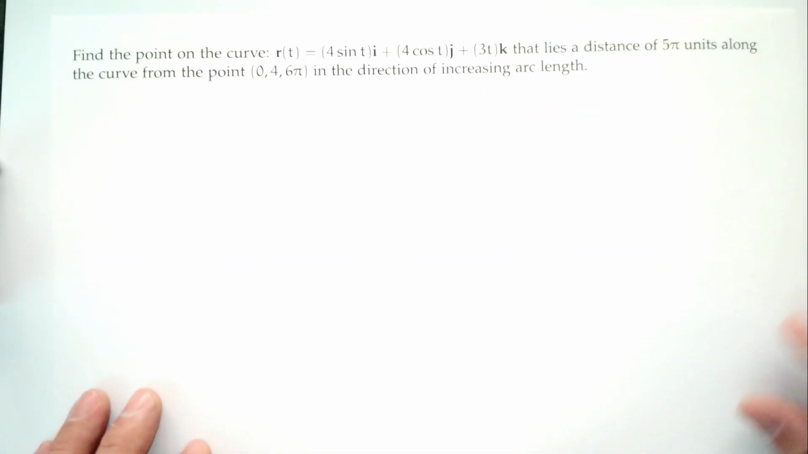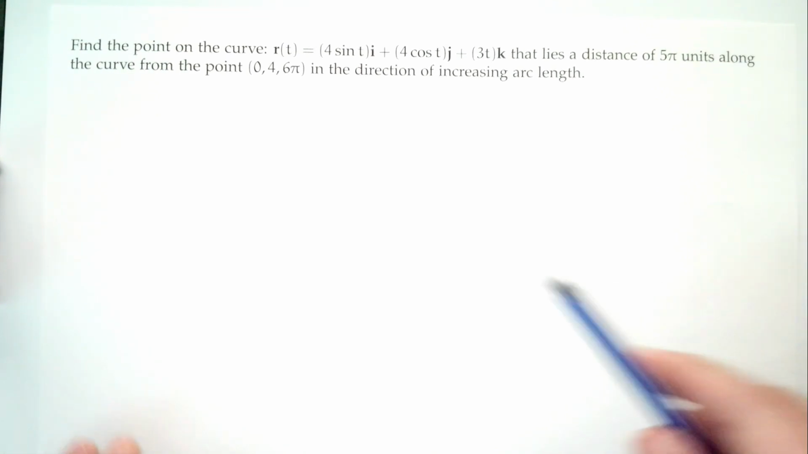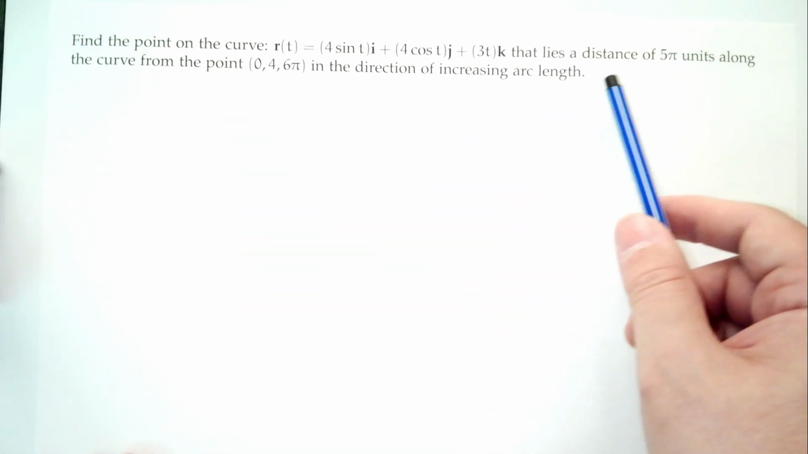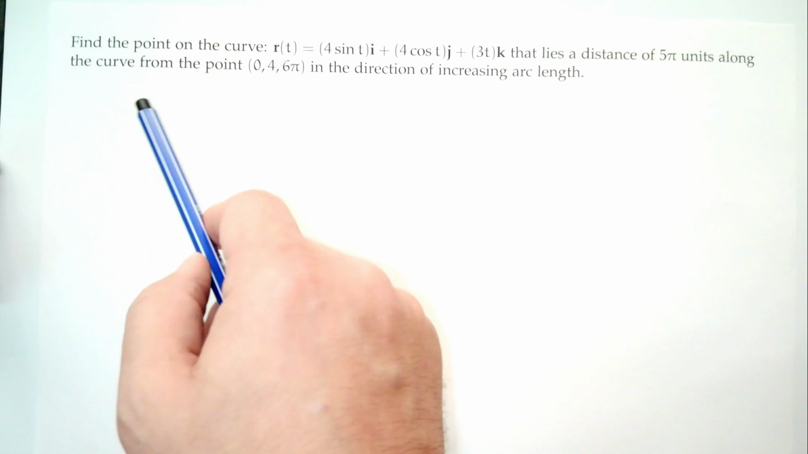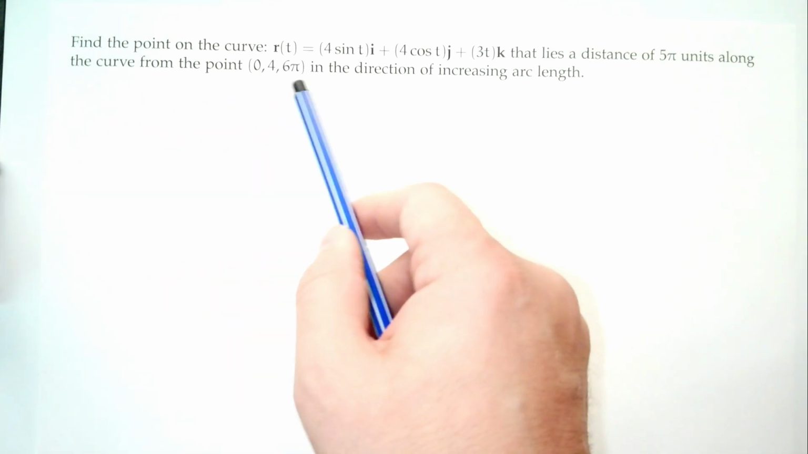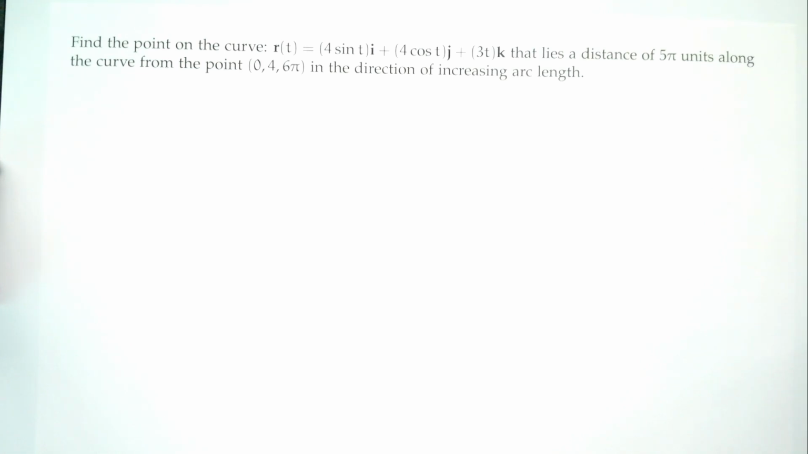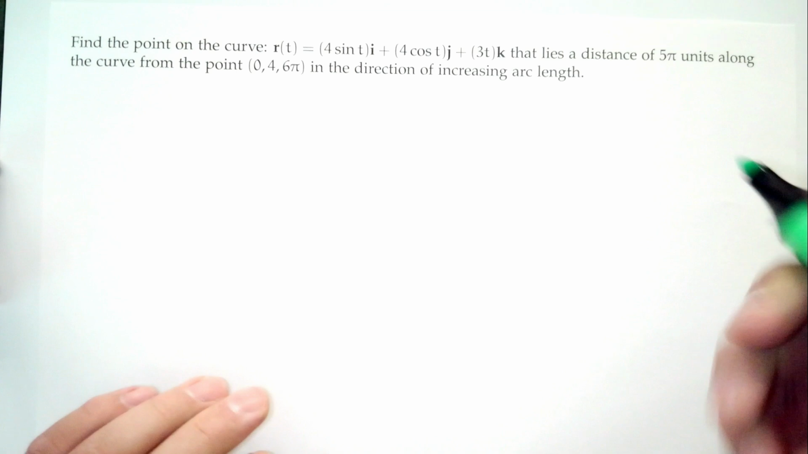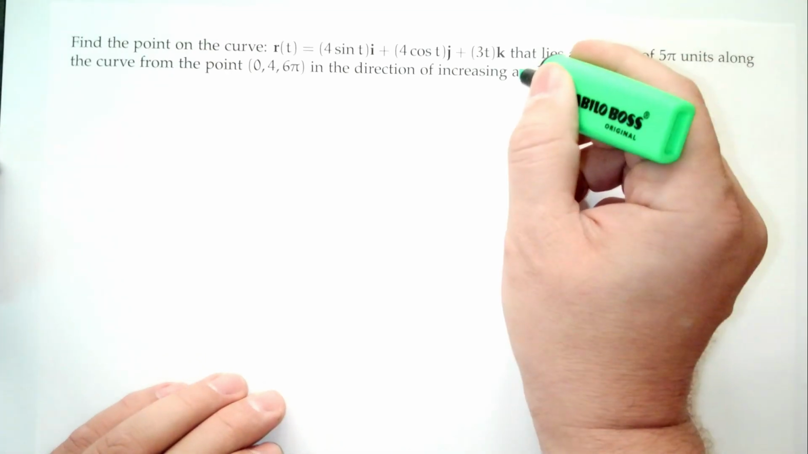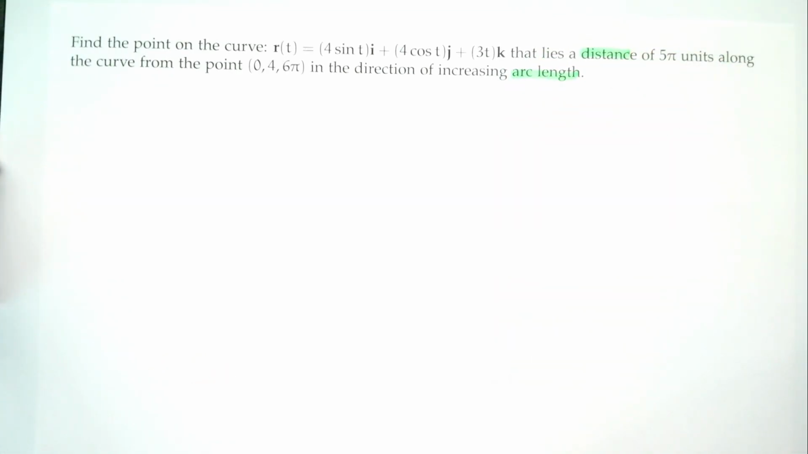Okay, find the point on this curve that lies a distance of 5 pi units along the curve from the point 0, 4, 6 pi in the direction of increasing arc length. Now this sounds a little bit complicated, but we see a couple of key words. We see distance, we see arc length, and we're like, aha, this is a distance and arc length problem. Those words are the key to figuring it out.